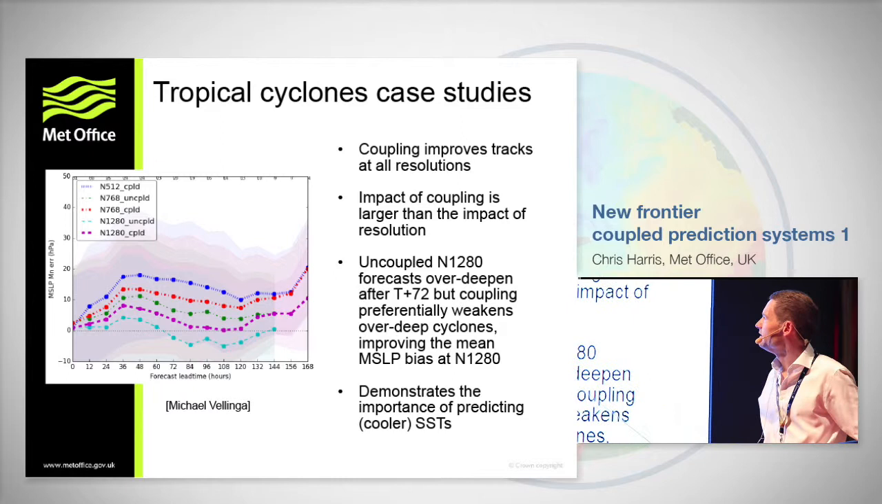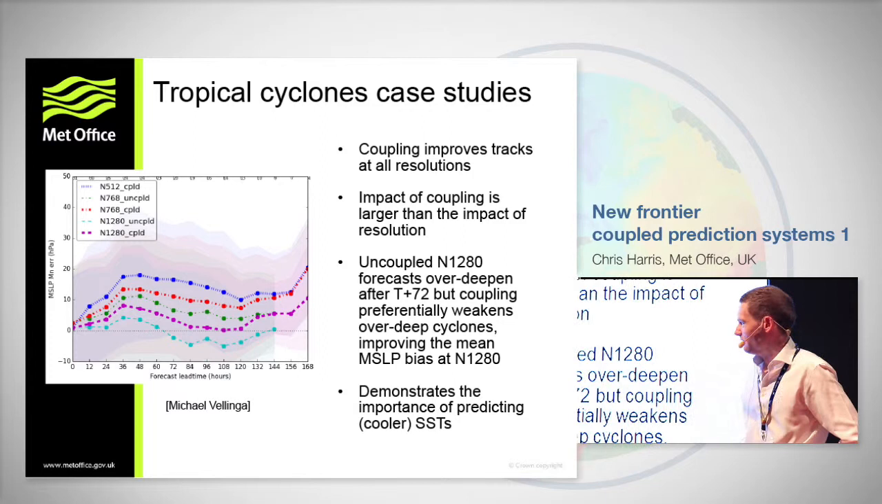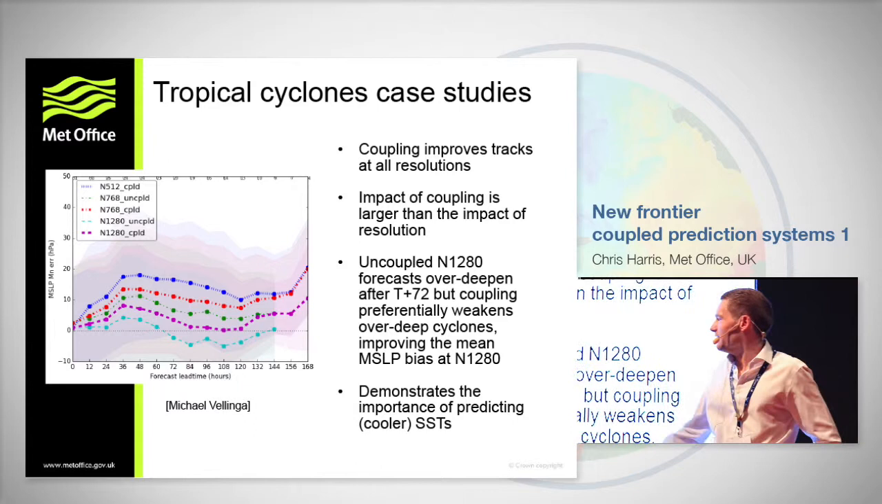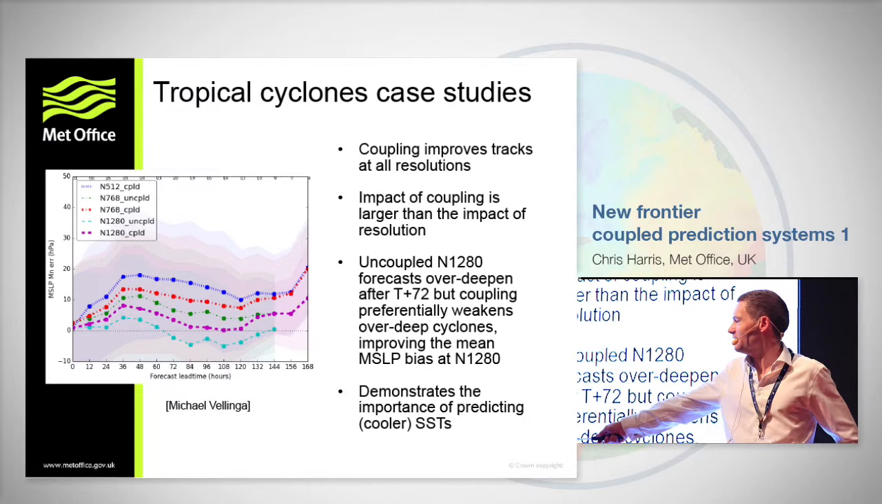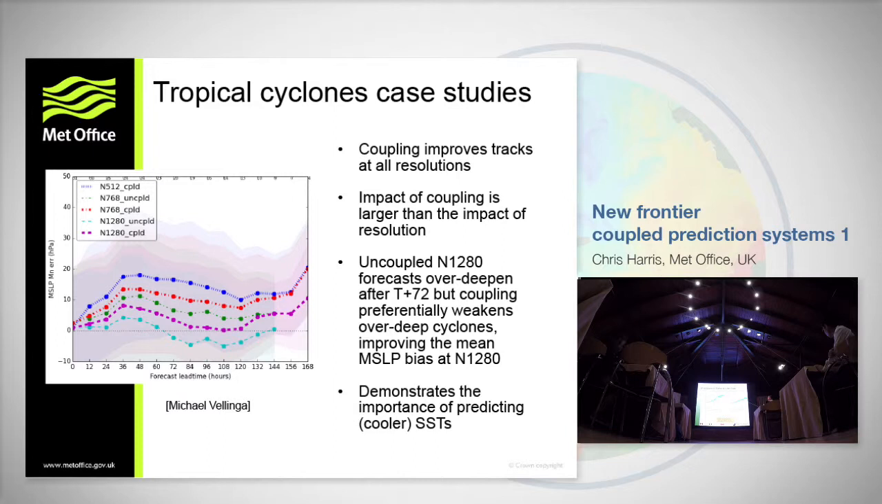And actually, you see that the impact of coupling is probably larger in many cases than the impact of resolution as we look at these different lines. And in particular, you see this sort of trend that we've seen before, that current operational NWP systems at sort of 10-kilometer resolution tend to over-deepen storms, and actually the coupling seems to kind of bring it back closer to what it should be.